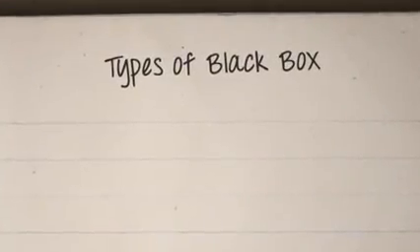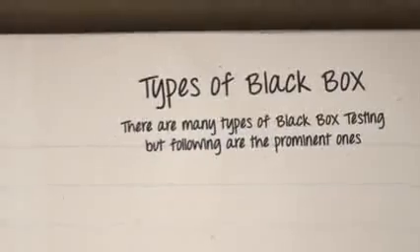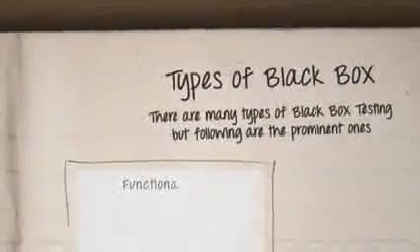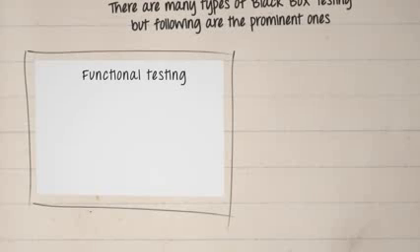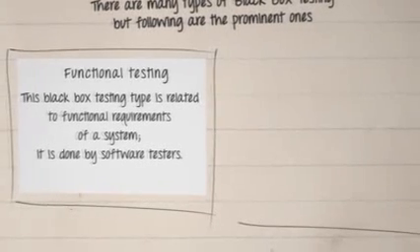Types of black box testing. There are many types of black box testing, but the following are the more prominent ones. Functional testing. This black box testing type is related to functional requirements of a system. It is done by software testers.